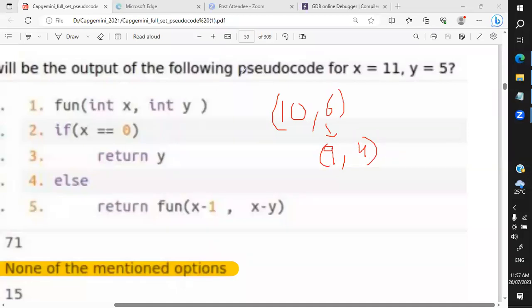It's too many function calls. You have to keep track of the function calls properly. 9 comma 4 will call 8 comma 9 minus 4. 9 minus 4 is what? 5.